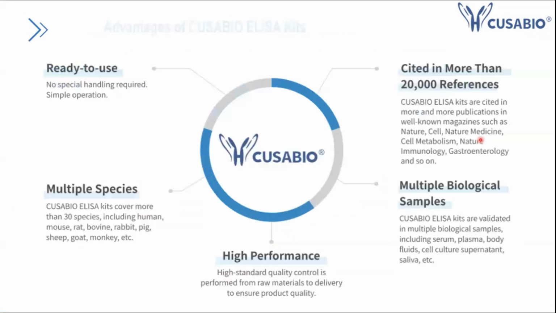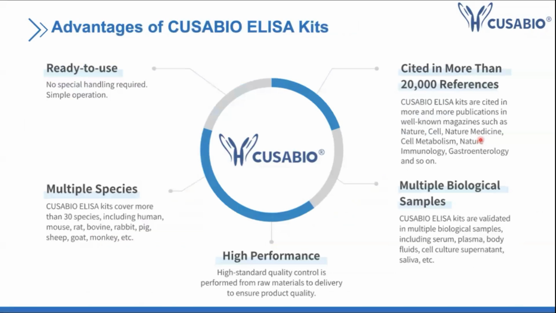So I already introduced the parameters and the performance, and I also showed you different cases about the CUSABIO kits. By this, I want to summarize the advantages of CUSABIO kits. They are ready to use, and our kits cover more than 30 species, including human, mouse, rat, pig, sheep, goat, and monkey. Based on the parameters that I introduced, we promise that the kits have very good performance. We have very good control to make sure that when we deliver them, they will give a very good result.